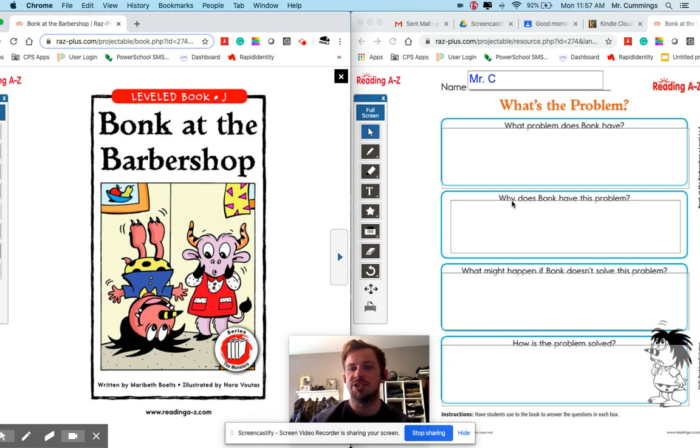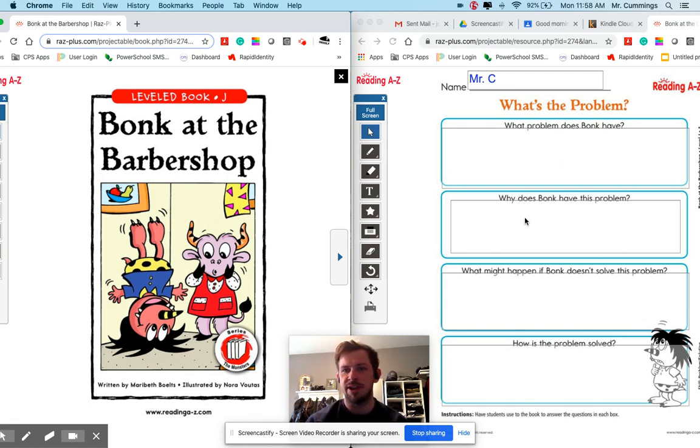The second question says, why does Bonk have this problem? So after we figure out what the problem is, we're going to figure out why he has this problem. And then we're going to say what might happen if Bonk doesn't solve this problem. So we'll have to think of things that might get in the way or things that could be a problem if he doesn't get this thing fixed. And then lastly, it says, how is the problem solved? So these are your 4 questions.